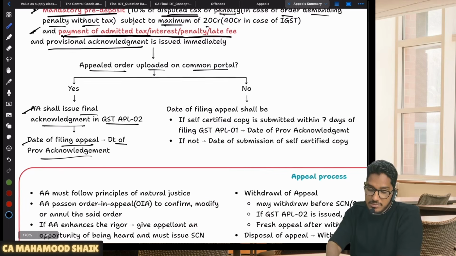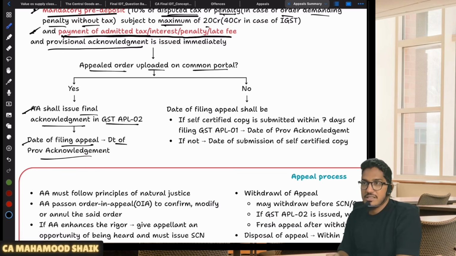But when the problem will come is, the order is not uploaded on the common portal. Sometimes the state officers, what they will do is, they will not give you the order on the common portal. They will send it to you over email, or they will send you a physical copy to your address.